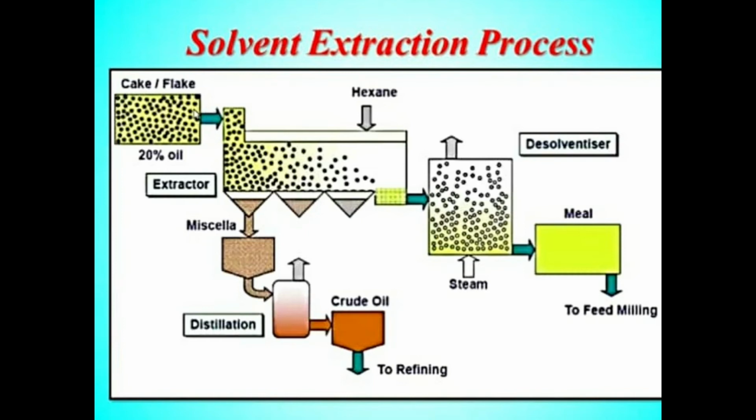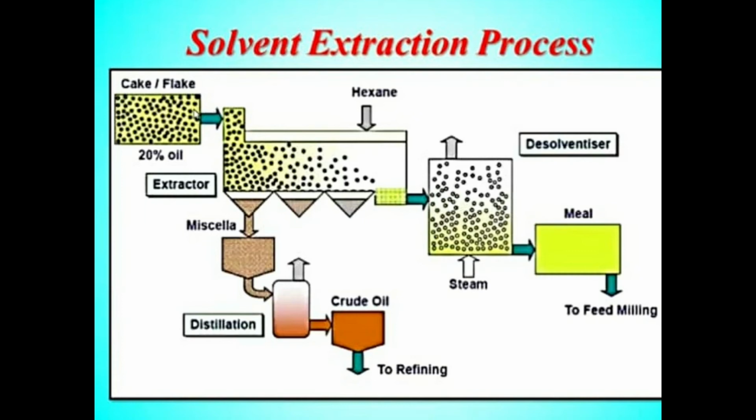So at the bottom we can collect the miscella, and in the next step, after separating miscella and cake, the cake goes to the desolventizer. The desolventizer is a machine which separates solvent from the cake meal with the help of temperature. As we know, the boiling temperature of hexane, the solvent, is low, about 65 degrees Celsius, as already mentioned.